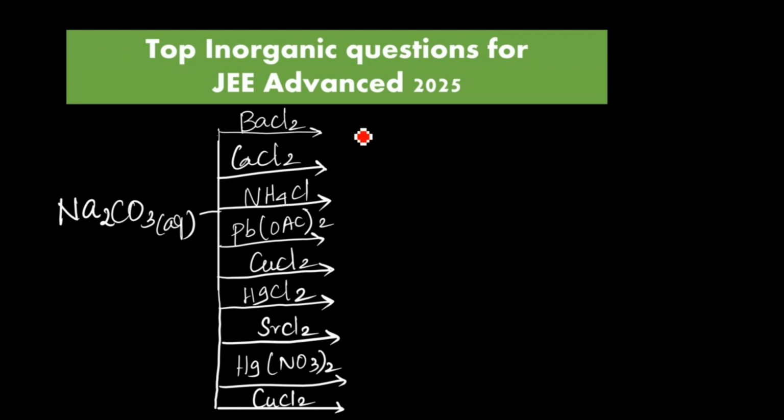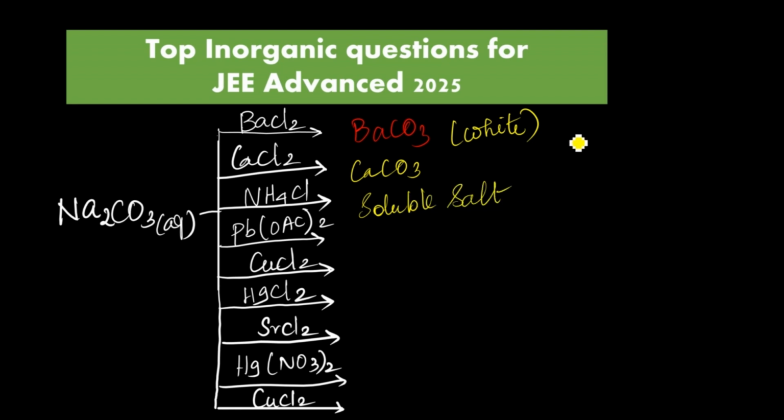First, sodium carbonate with barium chloride. What will that form? That will form barium carbonate, which is a white precipitate, right? With calcium chloride, again that will form a precipitate which is white in color, calcium carbonate. Then ammonium chloride. With ammonium chloride, it will form a soluble salt. This question is basically from first and second group elements. Group 1 and group 2 elements, how well they are reacting.